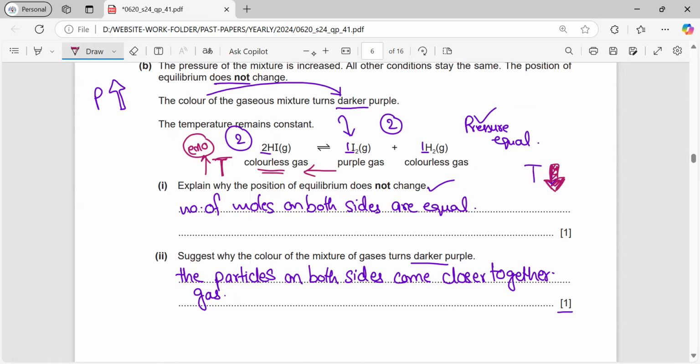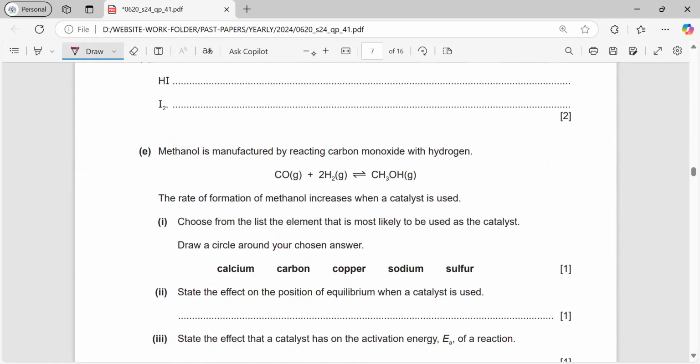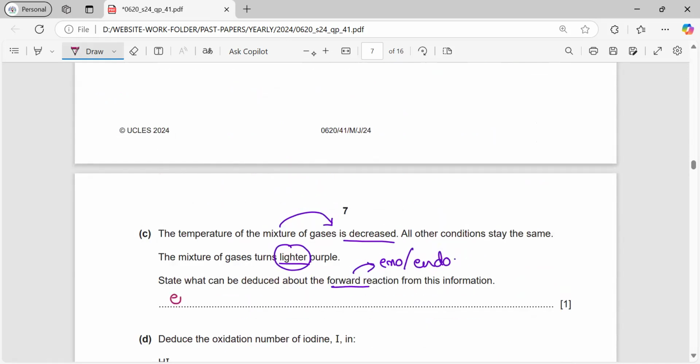What is this telling us about the forward reaction? If the backward reaction is exo, then the forward reaction will be endo. So this is telling us that the forward reaction is endothermic.